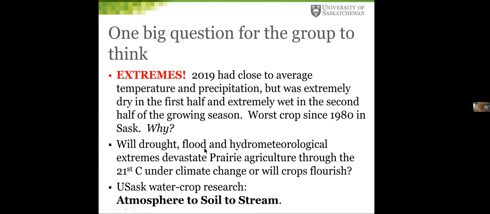So we need to look at the future and how those extremes will behave in the seasonal pattern of hydrometeorology, and whether it will be devastating to prairie agriculture or allow our crops to flourish. And we have to be thinking always of atmosphere to soil to stream as a continuum right through that system to understand the crop growth. So I'll wrap up there and thank you very much.